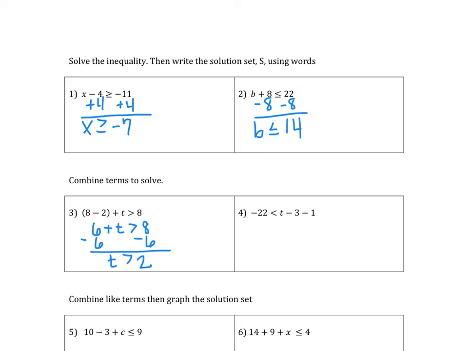Number 4, I'm going to combine these terms right here. I'll have negative 22 is less than t minus 4. I'm going to add 4 to both sides. And that's negative 18 is less than t. Another way to write that is t is greater than negative 18. Let's take a look at a few more.